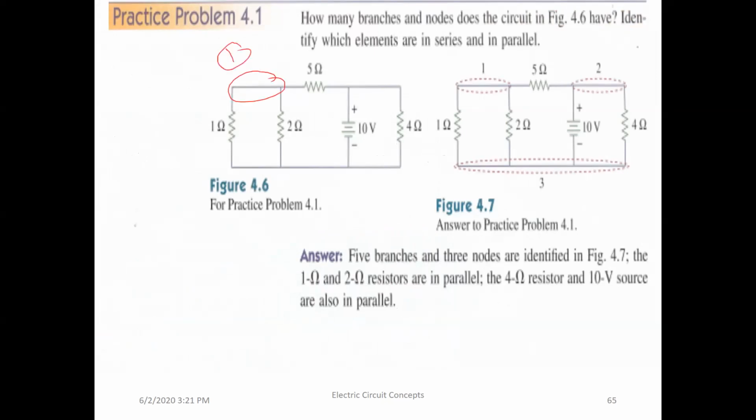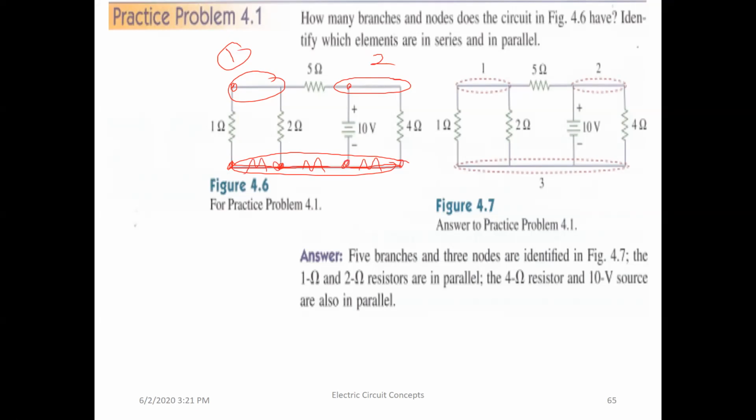Good. This is another node. Is this another node? No, same node. That's two. How about this? We know this is a node because there is an element between this point and this point. But how about the other three here? Are they different nodes? No, they are not, since we can draw a line to show them. And since there's no element in between, if I put an element, this becomes a node, this becomes a node, this becomes a node.